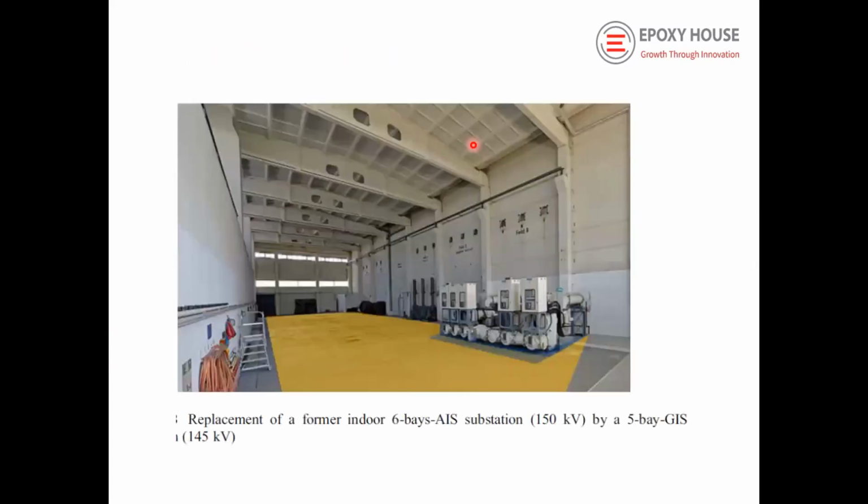See, this is an example of a 6 bay AIS. It's an indoor substation where 6 bays of AIS are converted into 5 bays of GIS. It's 150 kV AIS to 140 kV GIS. With this, how much space is it occupying? See, this is very small. So the total area now has this much space available to play or anything, whatever.